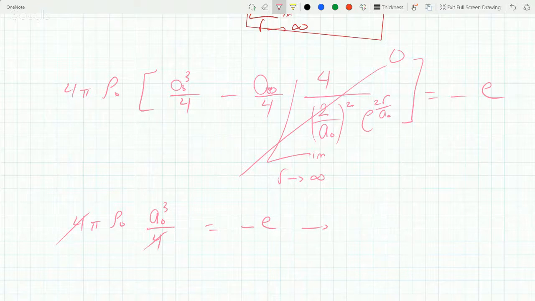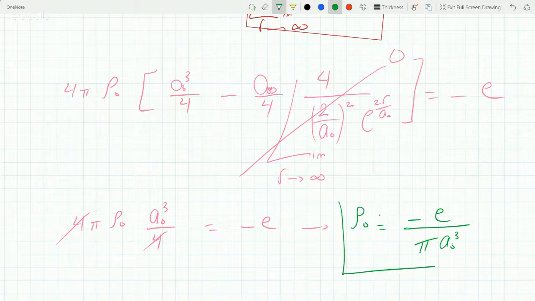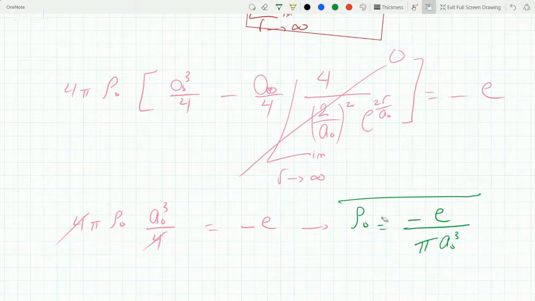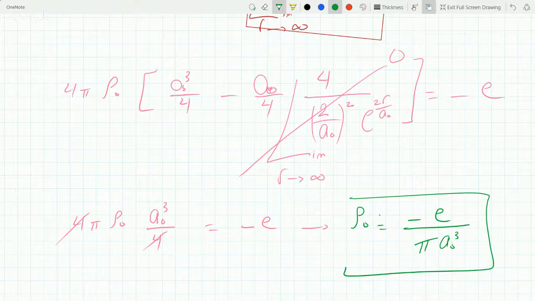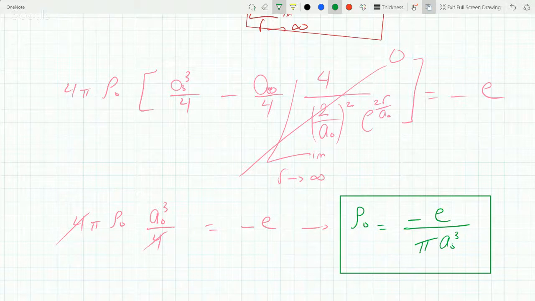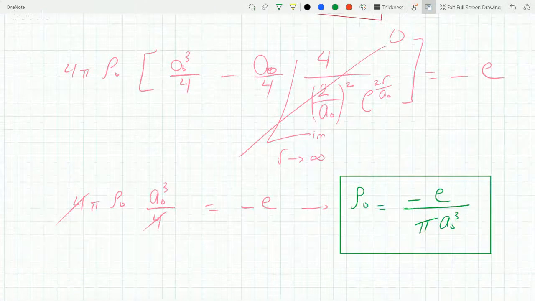And so now I could solve for rho 0 finally. So rho 0 will equal minus e, which is the charge of the electron. This is not e the exponential, this is the charge of the electron, divided by pi a0 cube. So this is after normalizing the charge density function.